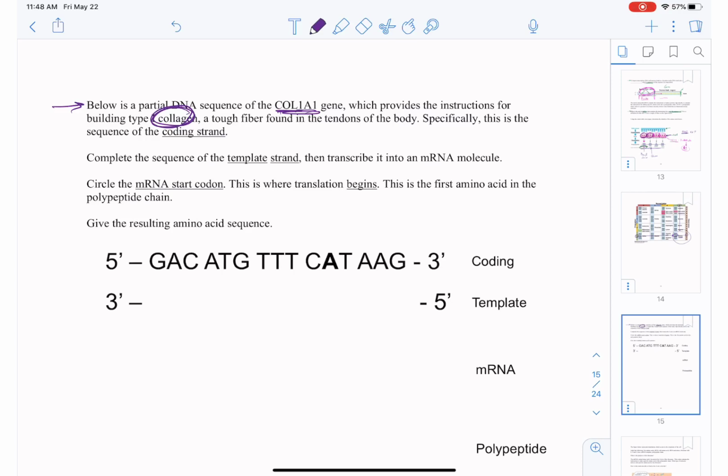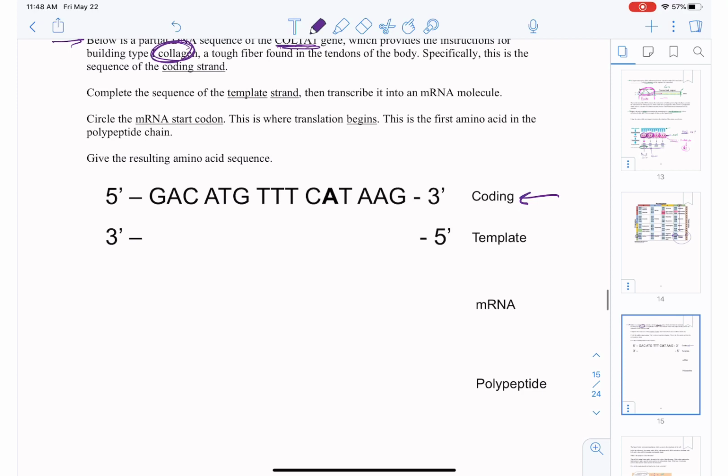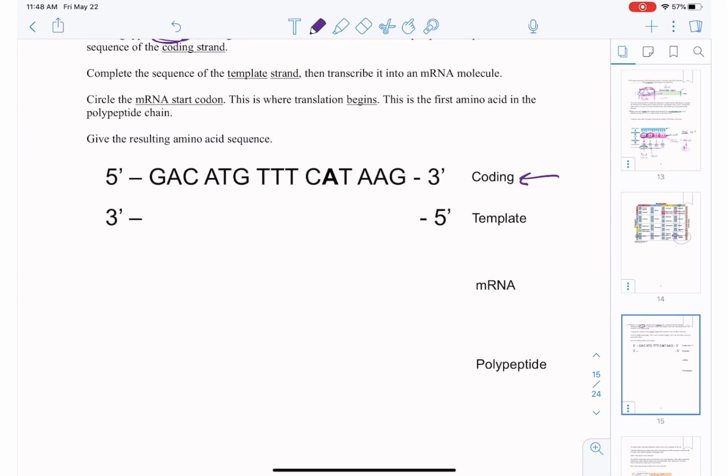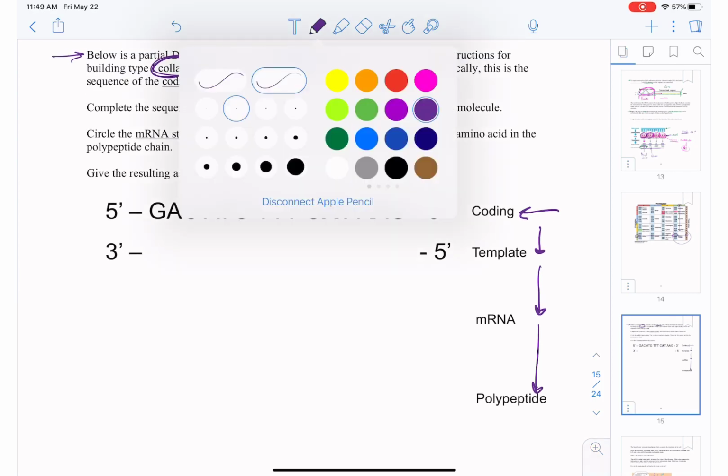They have a really high tensile strength. And specifically what I've given you is the coding strand for that particular gene. And what you guys need to be able to do is, based on that coding strand, give me the template strand. Based on the template strand, give me the mRNA sequence. And then based on that mRNA sequence, give me the polypeptide sequence, the sequence of amino acids that are going to be added on. So let's go through this.